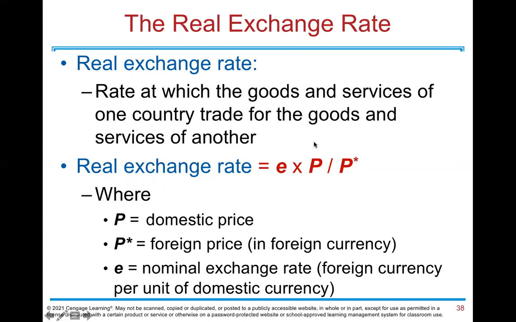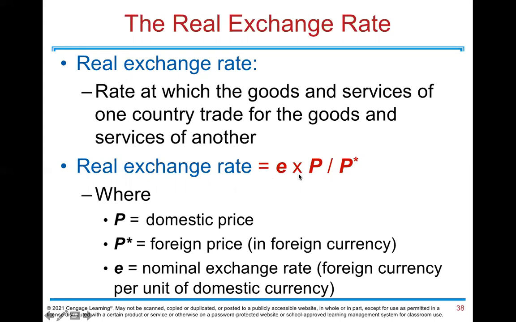But what we actually find is that the real exchange rate does not equal 1. And the reason is because of changes in the price or changes in the nominal exchange rate. So let's take a look at that here. Notice that this equation is important. This is saying that the real exchange rate is equal to E times P on the numerator.